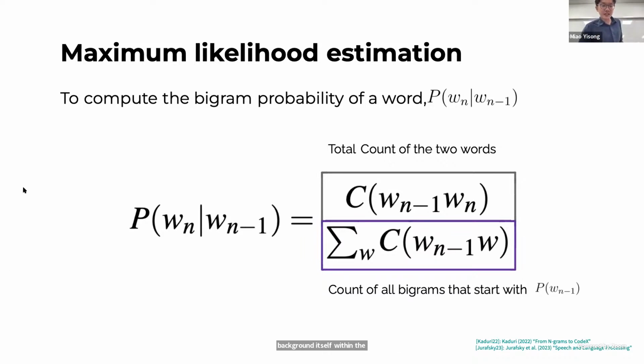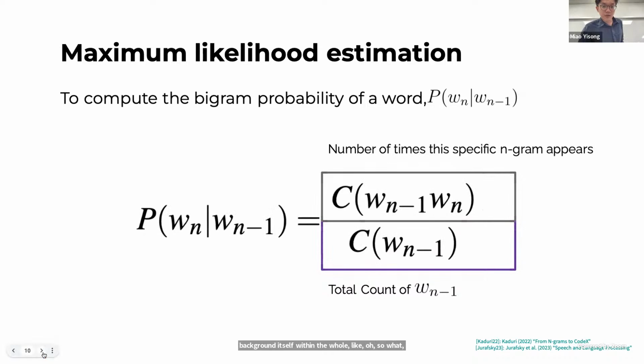If you want to predict the next word given the current word, you can just use this equation. The top represents the number of times this specific n-gram appears. So let's say you were trying to get the probability of "I am". You can find the count of Wn-1 followed by Wn, divided by the count of Wn-1.